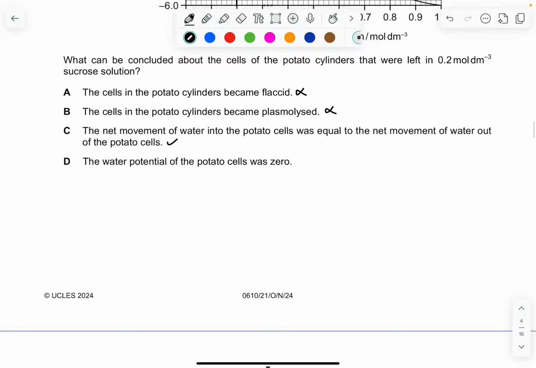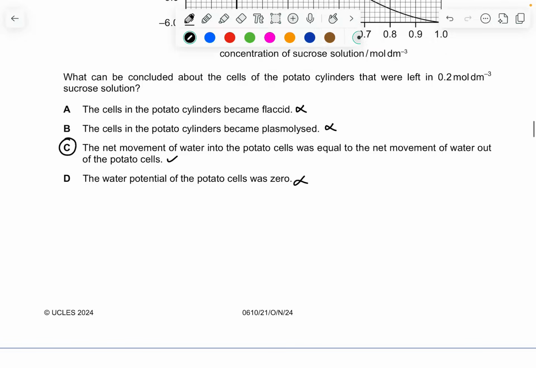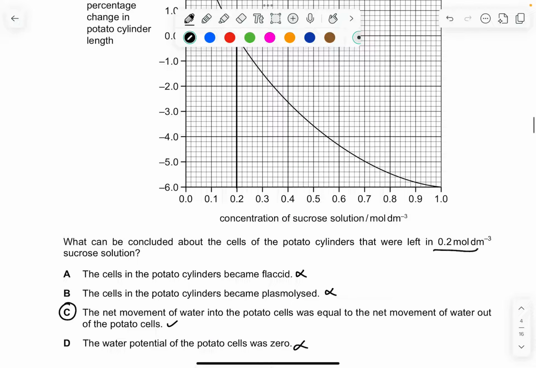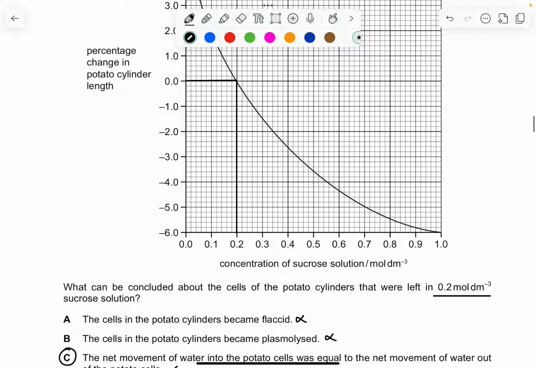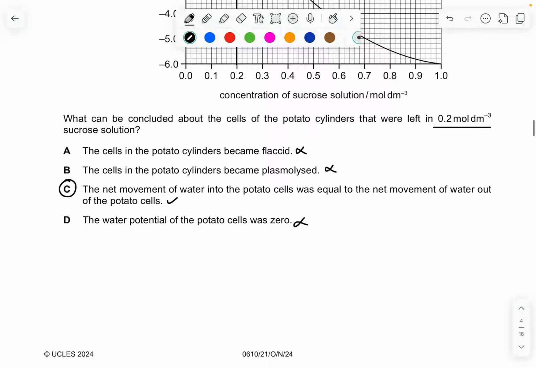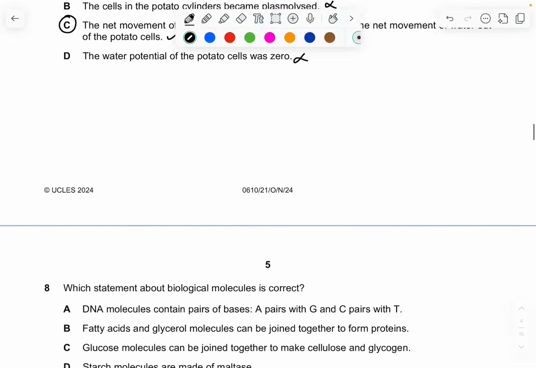This is correct. The water potential of the potato cells was 0. Okay, wrong. So the answer is C, because they tell you it's 0.2 mole per dm cube. So 0.2 mole per dm cube is at 0% change, meaning there is no loss and no gain in terms of water that causes an effect on the plant cells. That's why it's called a net movement of water in equal to the net movement of water going out. Okay, so that is the answer for C.